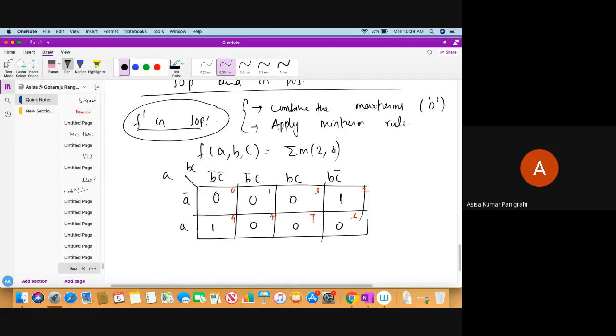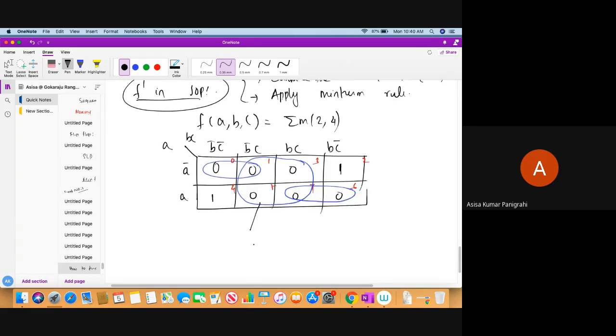So tell me how to combine here. Can I combine this using these quads? These quads will be one of the combinations, and another combination is this one. Any other? Yes, this is also a pair. So there are 3 combinations. So what I got over here? Next, what do I have to apply? Apply the min term rule.